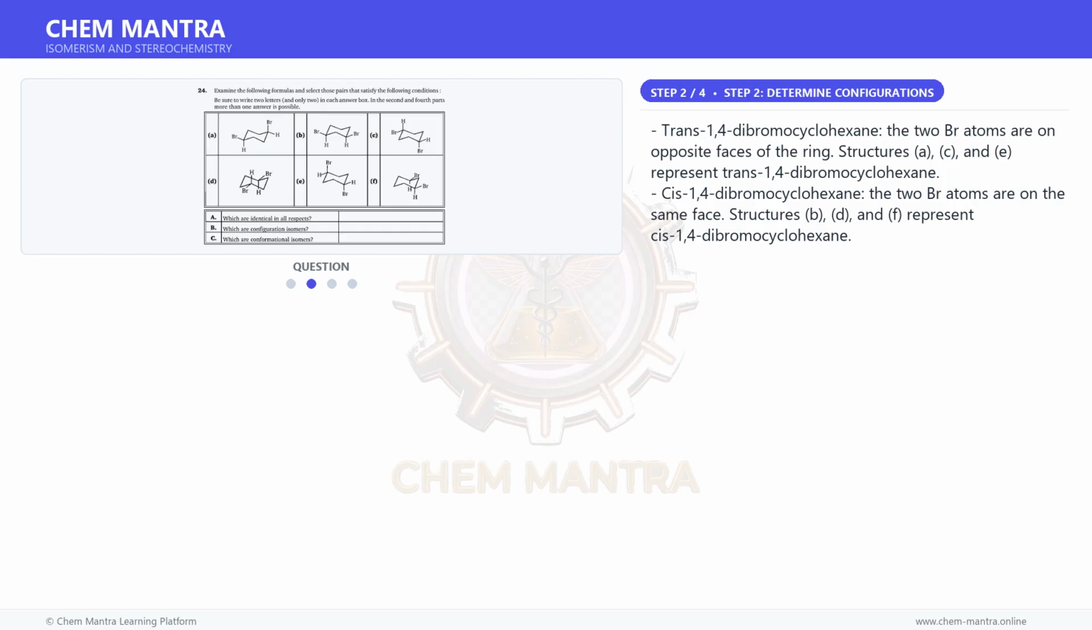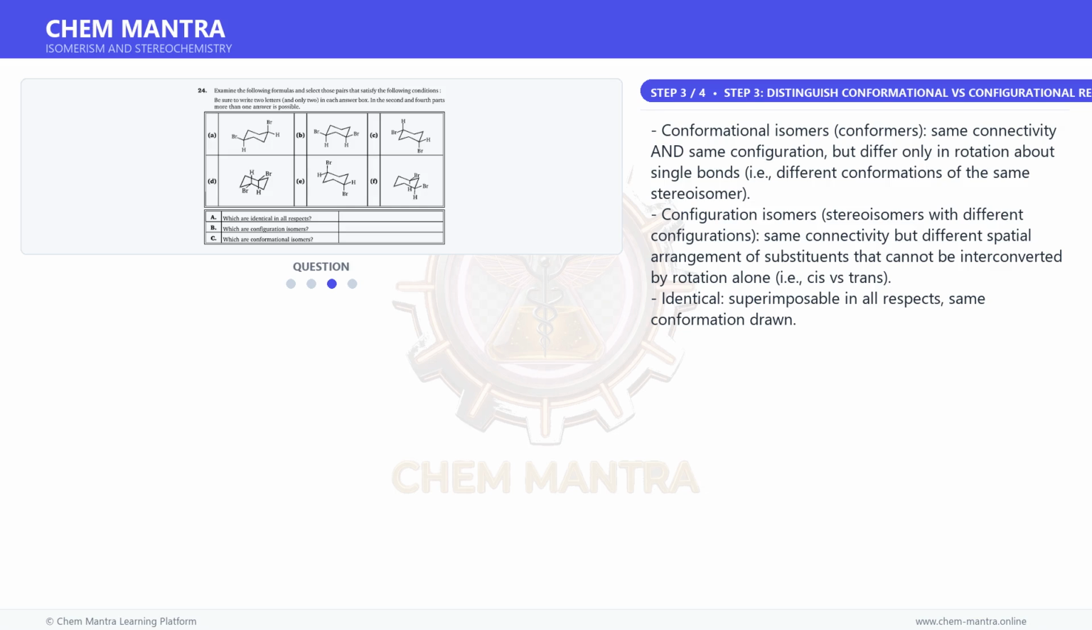1,4-dibromocyclohexane. Cis 1,4-dibromocyclohexane: the 2 Br atoms are on the same face. Structures B, D, and F represent cis 1,4-dibromocyclohexane. Moving on to the next step.